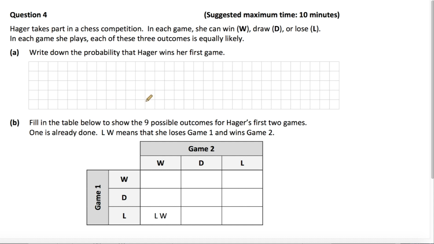Well, if the three outcomes are equally likely, the probability that she wins the first game is 1/3, or 1 out of 3.